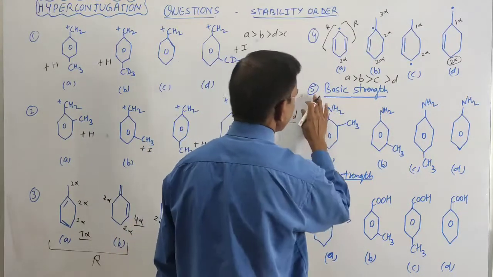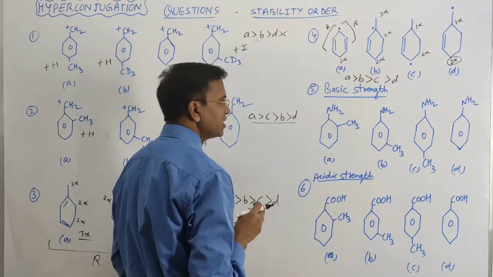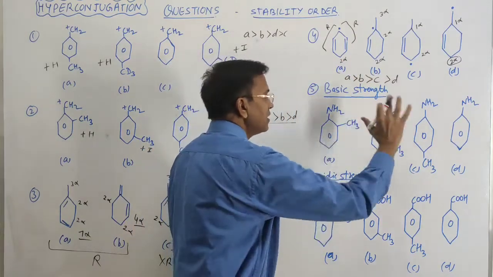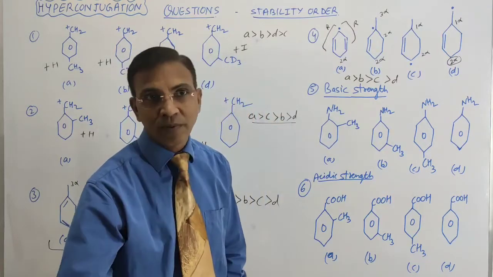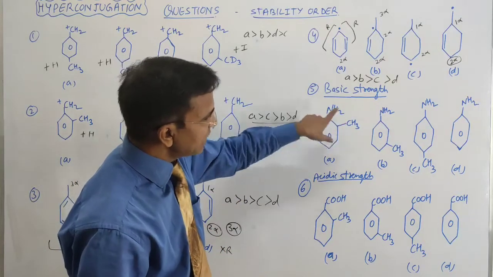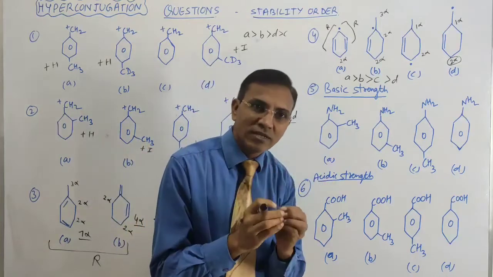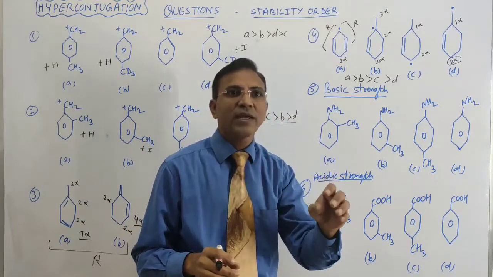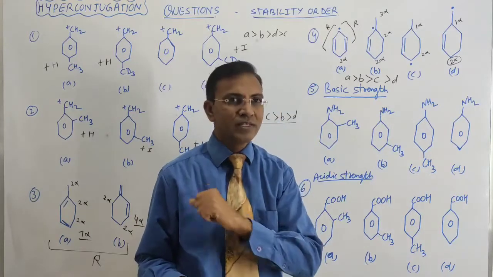Now come to the next. This species, the basic strength order. So in basic strength order, these are the nitrogen species, and nitrogen species are basic because of the donation of the lone pair of electron present on the nitrogen atom. So if the species attached to nitrogen increases the electron density of nitrogen, then electron pair can be easily donated and make the nitrogen atom more basic, right?